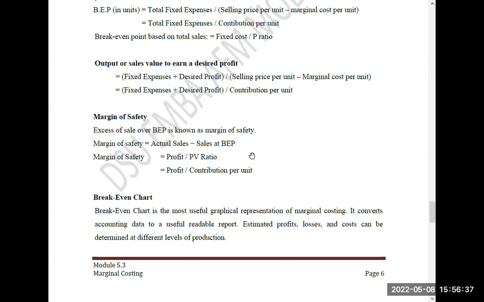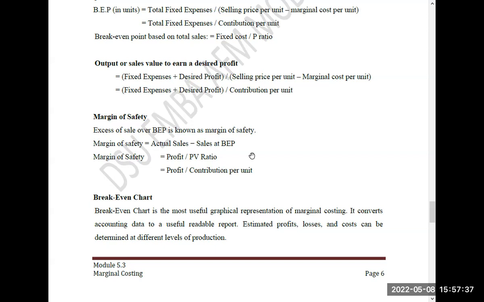Now simplify this equation for X. 15X plus 630,000 plus 2X is equal to 20X. If you bring X all to one side, 20X minus 17X is 3X. So 3X is equal to 630,000, so X is equal to 630,000 divided by 3, which is 210,000. If you sell 210,000 units, you will get a profit of 10% on sales.